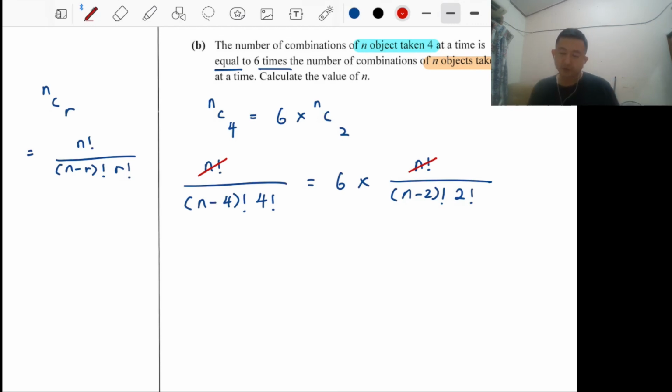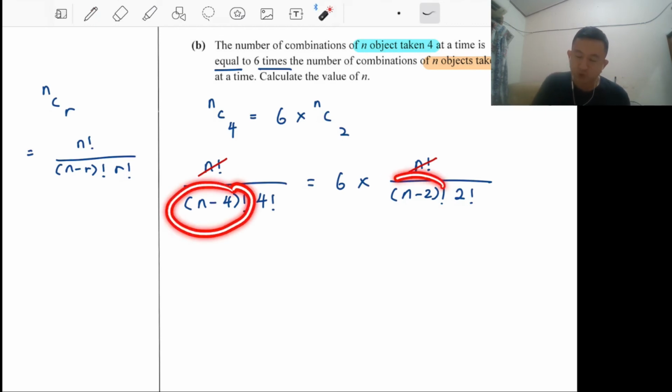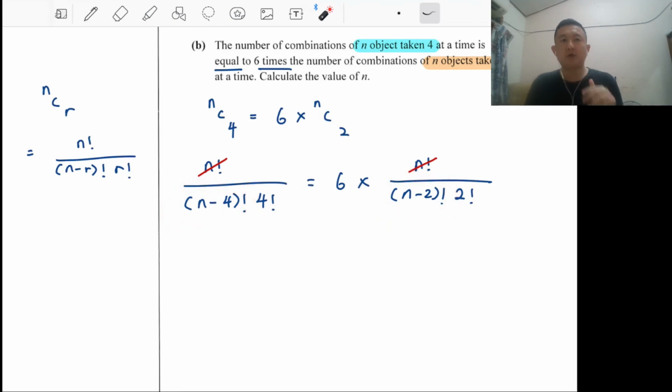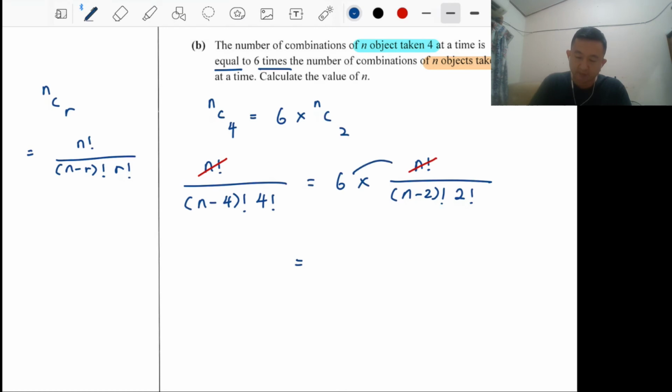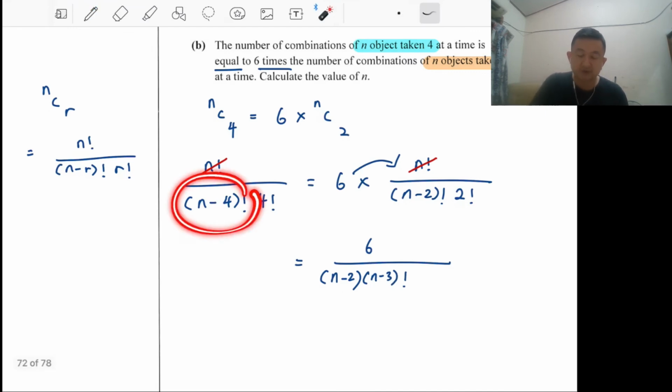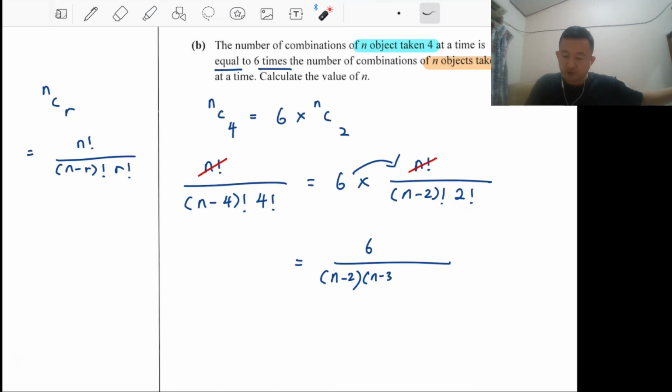It's gone. These two, which one is greater value? n minus 4 is greater or n minus 2? n minus 2. That's right. So we change this one. So this one, I bring it up. So 6 on top. And then n minus 2. The next term, n minus 3. Do I put here and stop here? No, you don't stop here because it's n minus 4 factorial on the left hand side. Make sure you turn it to the same kind of thing. So you can cut it off.